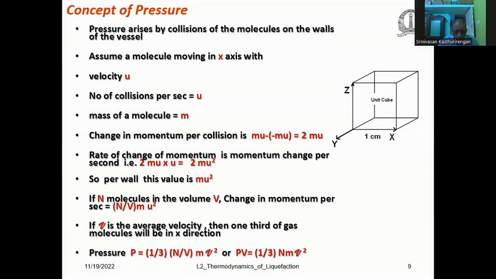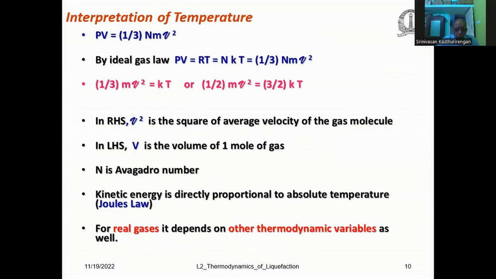So instead of writing N by V mu square, we have to write it as 1/3 N by V mv square. Or if you cross multiply, we can write pressure into volume is equal to 1/3 N m v square. This is something important. So the expression for pressure is equal to 1/3 into N by V into m v square. Now the product of pressure into volume is 1/3 N m v square.